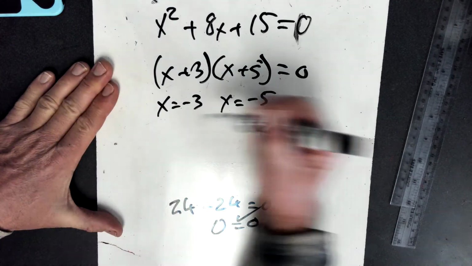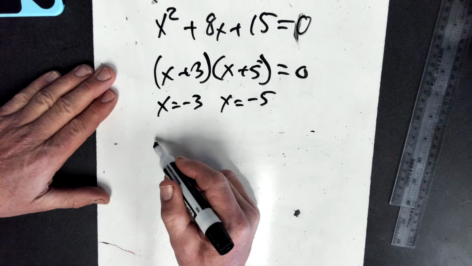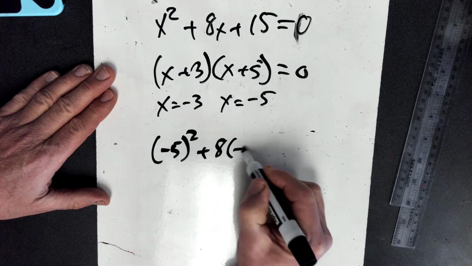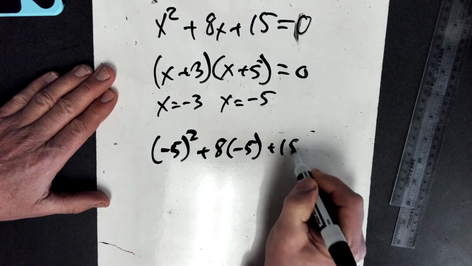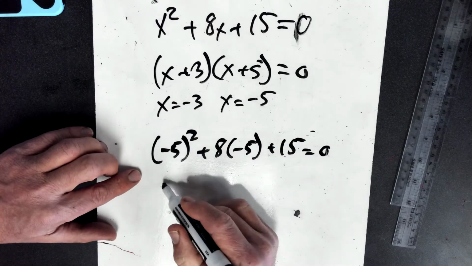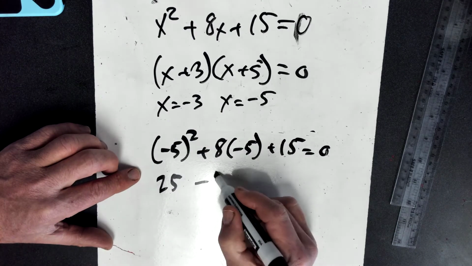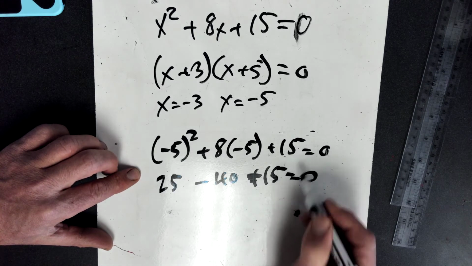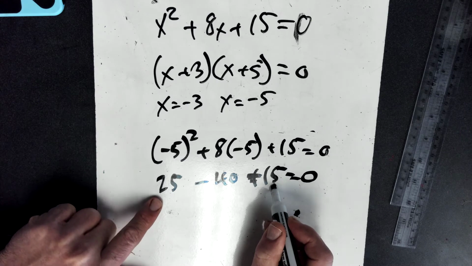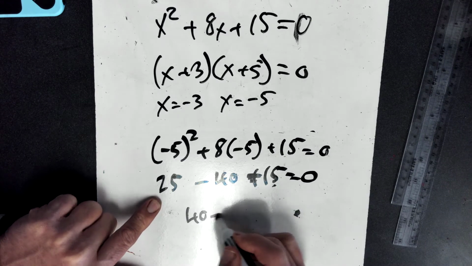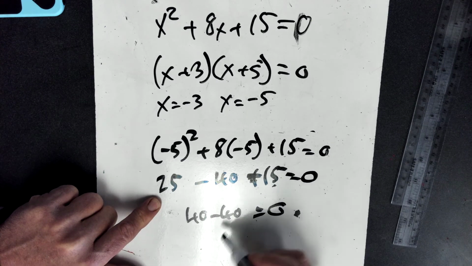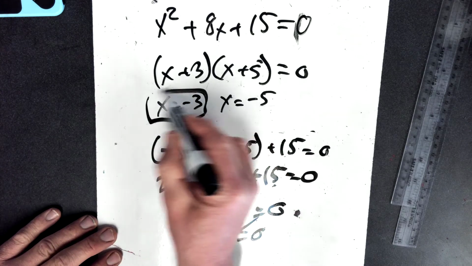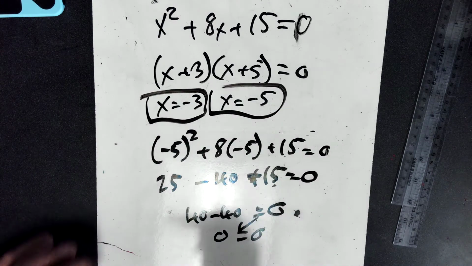And similarly, if I plugged in negative 5, I would get the same thing. Negative 5 squared plus 8 times negative 5 plus 15 equals 0. 25 minus 40 plus 15 equals 0. 25 and 15 add to 40, minus 40. 0 equals 0. So you can see both of these solutions work, and I just proved it by checking them.